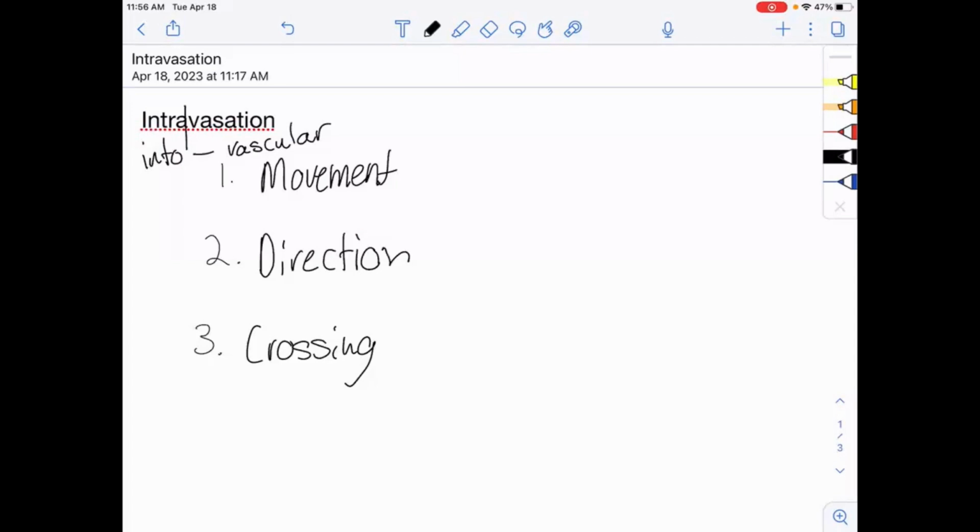So there's different parts of this. The first is going to be the movement itself. How are these cells physically moving along? The next is going to be direction. How do they know where or what direction they're going in? And then crossing into the actual blood vessels themselves.